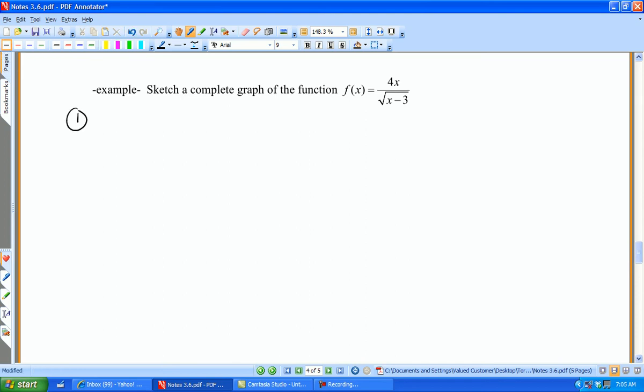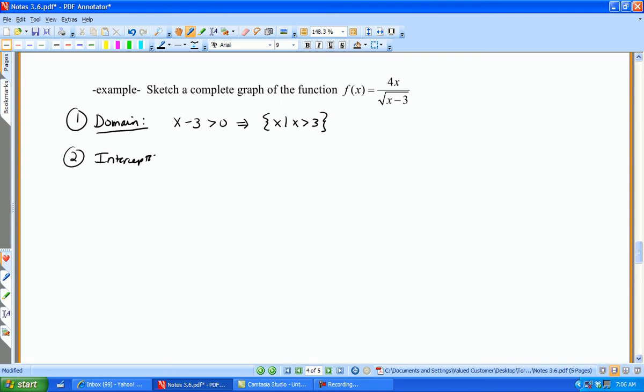Okay, the first thing I always ask you to do is think about the domain. The problem with this one is that it has this square root of x minus 3 in it. So if you have a square root, you have to worry about domain. What I know is that what's under that square root has to be normally greater than or equal to 0. In this case, because it's in the denominator, it has to be greater than 0. So that means my domain is going to be the set of all x such that x is greater than 3.